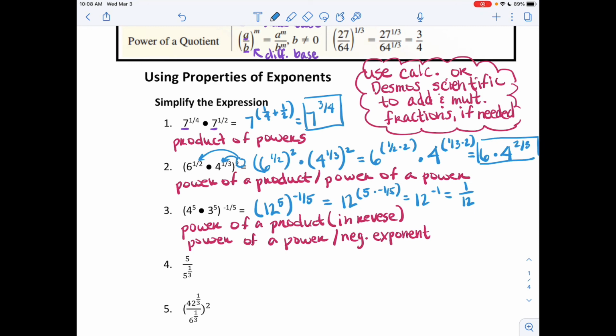Well, if something's raised to the positive 1 power, we don't usually write the 1. So we can just leave it as 1/12.